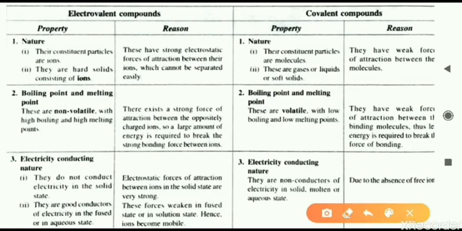One more thing you have to see, these are non-volatile. Electrovalent compounds are non-volatile, means they do not evaporate. On the other side, covalent compounds are volatile. They can easily evaporate in atmosphere also. The reason being the same, because ionic compounds have strong force of attraction. The molecules are tightly bound to each other. They will not simply evaporate. On the other side, here it is weak forces of attraction, so they are volatile.